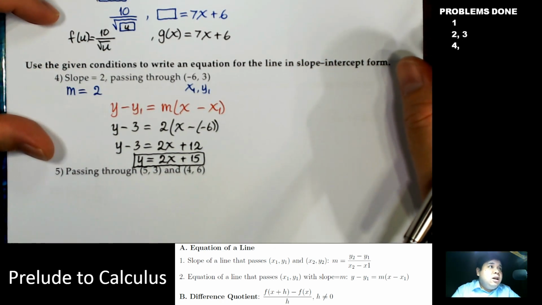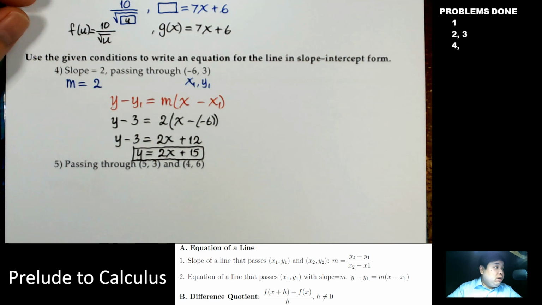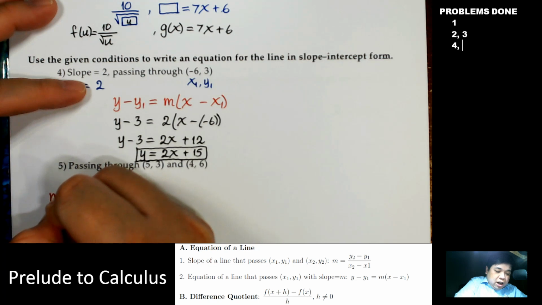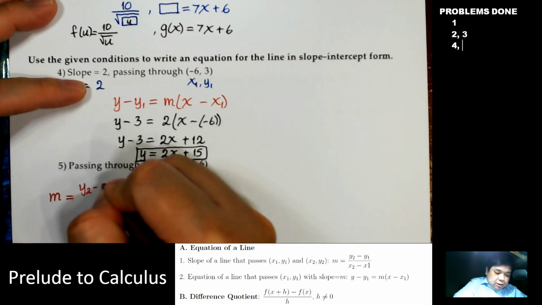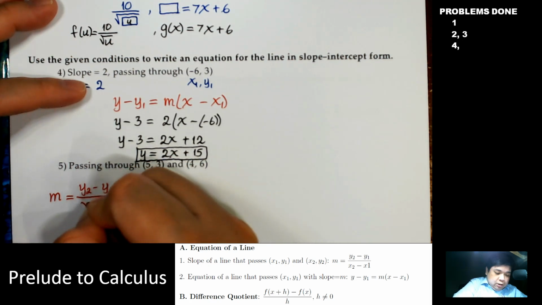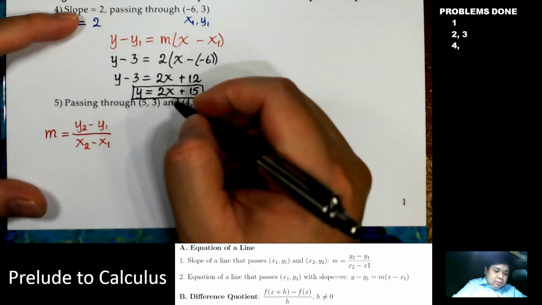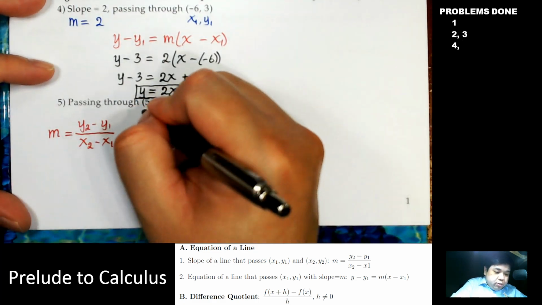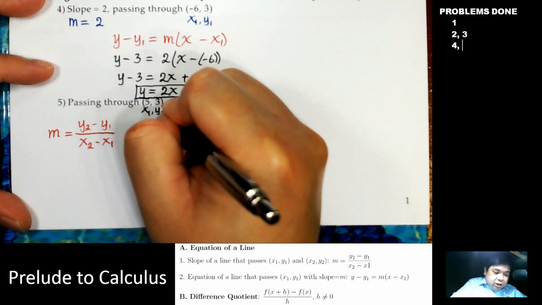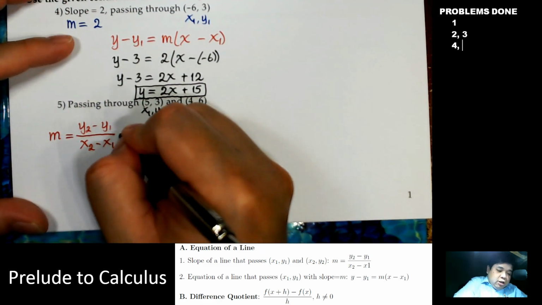Next, we have 2 points instead of 1. We don't have the slope, but we still can find it because of the formula on that side, the slope of the line that is passing through 2 points. So we have 2 points. Doesn't matter which is which. We just pick one. Let this one be x1, y1, and this x2, y2, and then we put it into the formula.